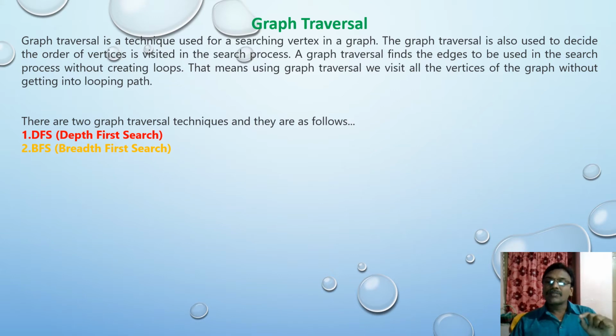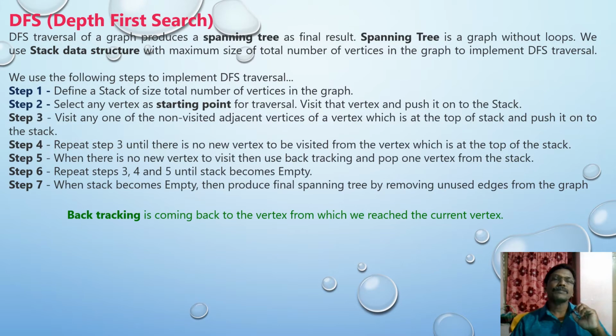Mainly, graph traverses are of two techniques, DFS and BFS, depth first search and breadth first search. There are mainly two types of techniques. Visiting all the nodes is called traversing. The first one is depth first search.